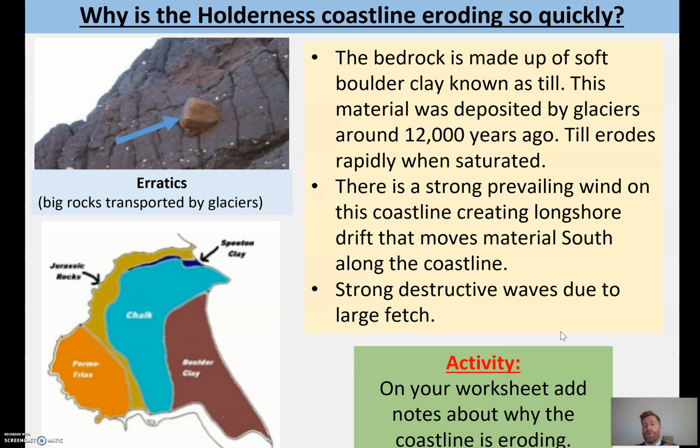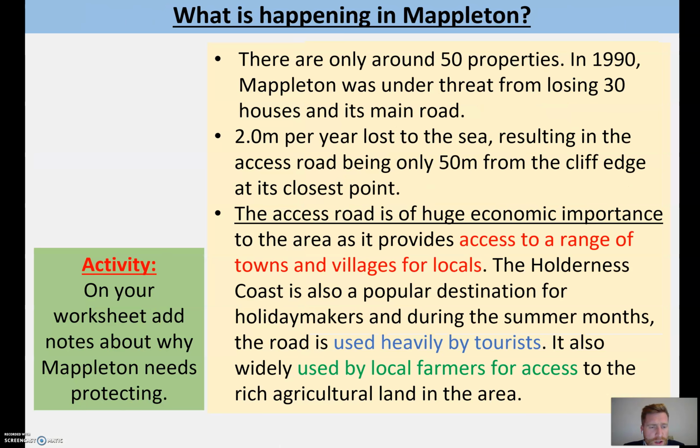Well, it's mainly because of what the cliffs are made of. The cliffs are made of what we call boulder clay, very, very soft rock. The material that the towns are built on was only deposited, and we discussed this in yesterday's lesson, by glaciers about 12,000 years ago. So if you look at this map at the bottom here, this is the coastline. You see Spurn Point at the bottom and Flamborough Head there. The chalk was the original coastline.